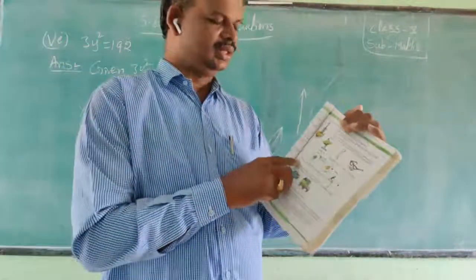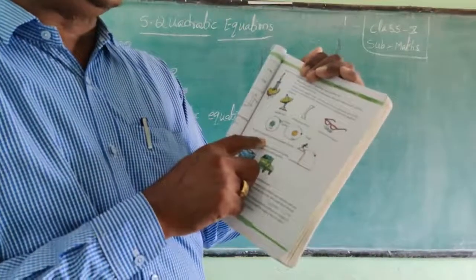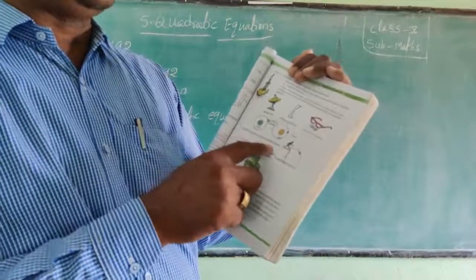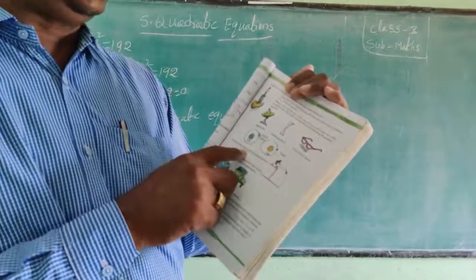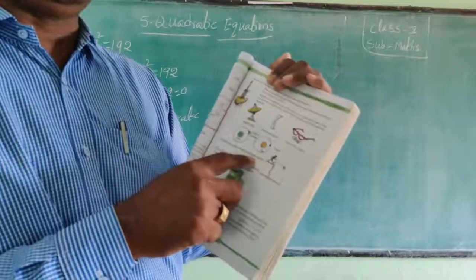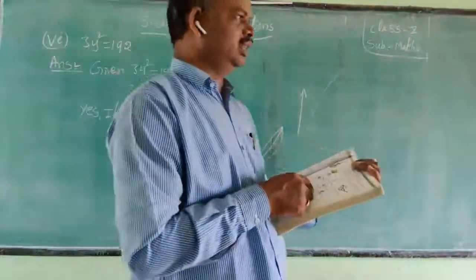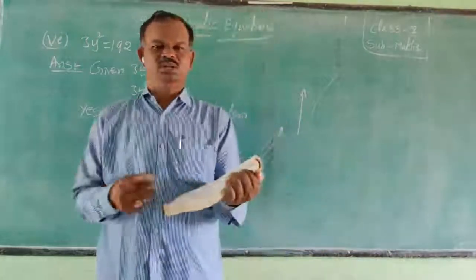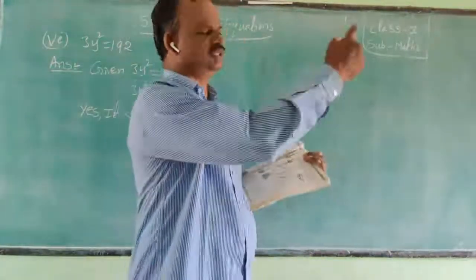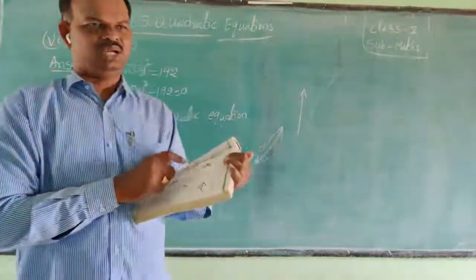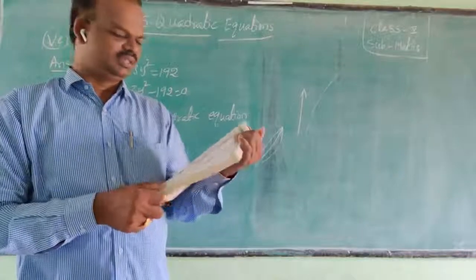And next, third one, the path of the projectile is defined by the quadratic function. That means when we hit a ball or throw a ball, the path is defined by the quadratic function.